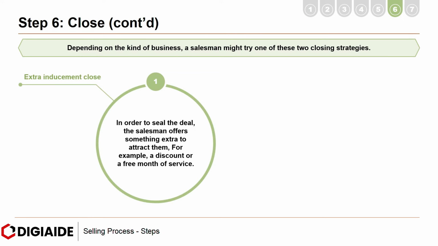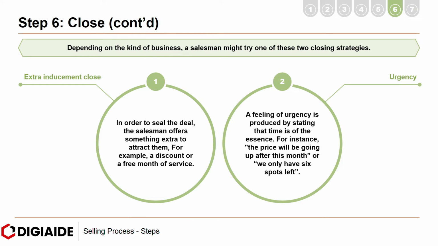First, extra inducement close. In order to seal the deal, the salesman offers something extra to attract them. For example, a discount or a free month of service. Next, urgency. A feeling of urgency is produced by stating that time is of the essence. For instance, the price will be going up after this month, or we have only 6 spots left.